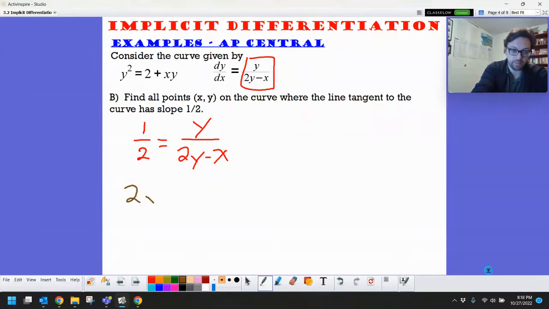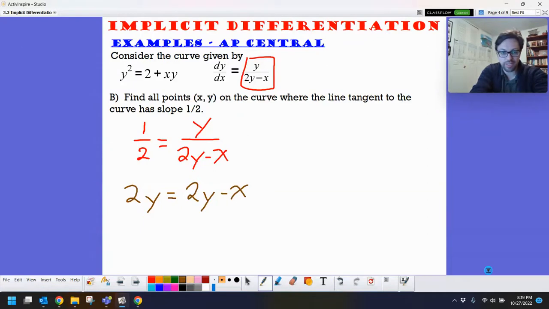I'm going to do a little something horrible. I'm going to do a little cross multiplication. It is allowed in this problem. Be careful when you should use it. And then I want to try to solve this. Well, I've got those two y's on both sides. If I subtract them, I get 0 equals negative x. So that means x equals 0.